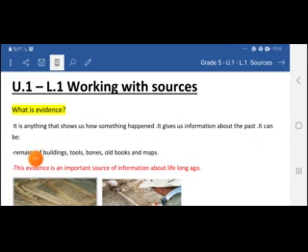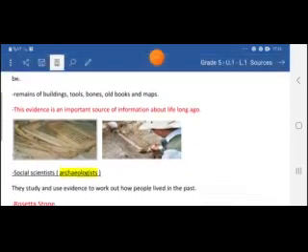This evidence can be what? Remains of buildings, tools, bones, old books and maps. Anything that was left behind by the people of the past can be called evidence. Their jewelry, their clothes, their tools, their weapons, everything that the old people who died left behind after their death can be called evidence.